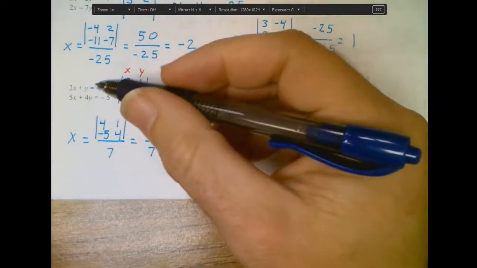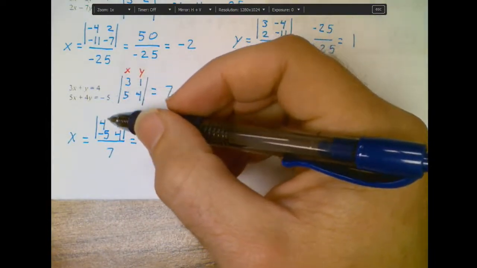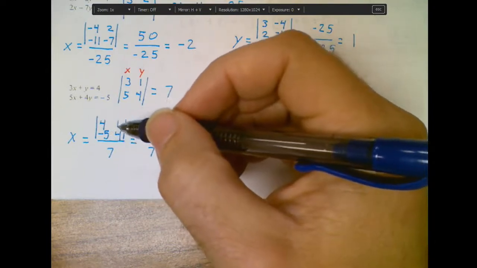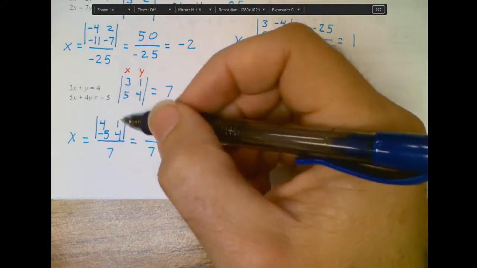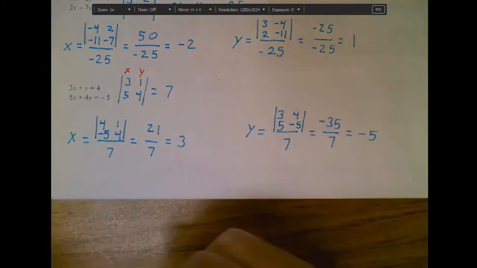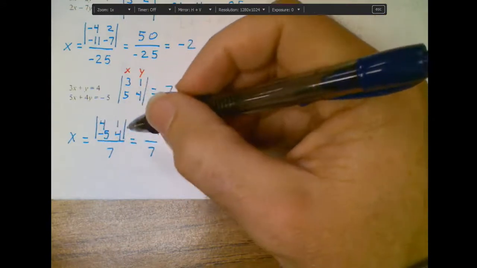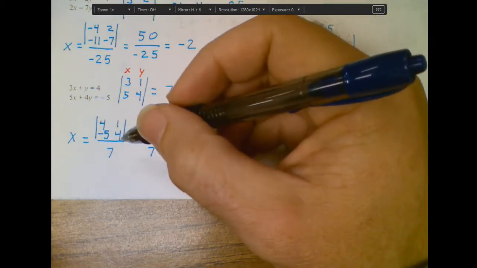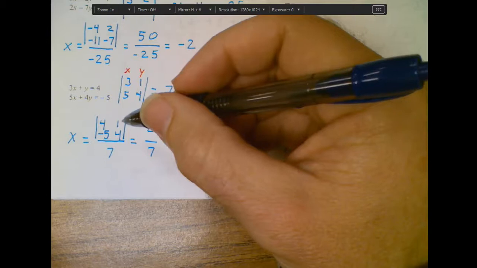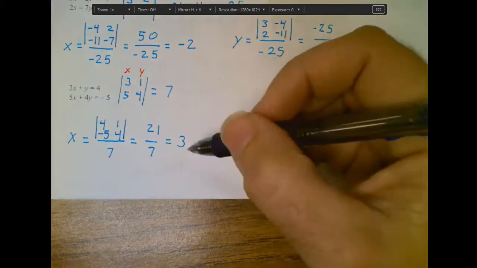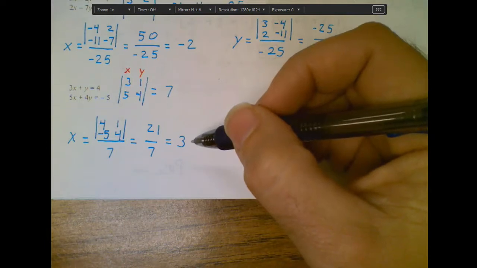From there, if I am solving for x, I will take my constants and put them into the x column and leave the y values alone. So I'm leaving my 1 and 4 alone since I'm not solving for y on this one. If I take the determinant of my solution matrix, so 16 minus negative 5, I get my numerator, and then when I just reduce my fraction here, I have my solution for x.